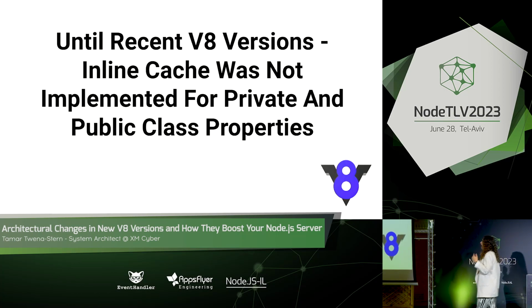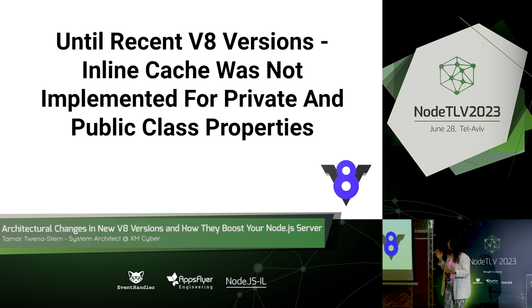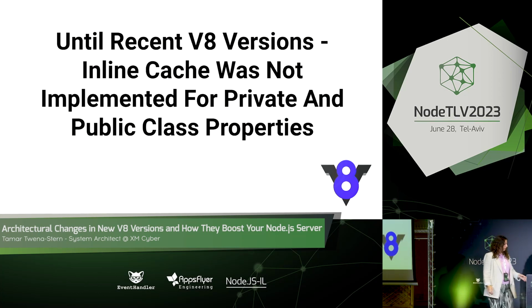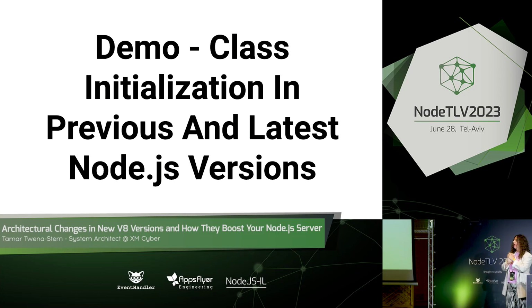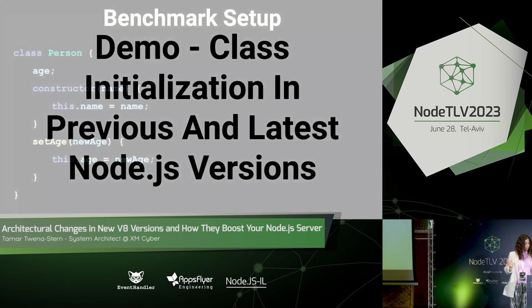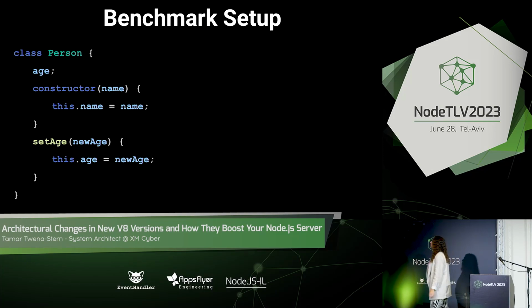But that optimization was not present in V8 on class properties until latest versions. So V8 added this improvement. They added inline caching into private and public properties of classes only recently. Okay, so I would like us to do the last benchmark of the day to see how that improved function calls and property access. Let's see the benchmark setup.